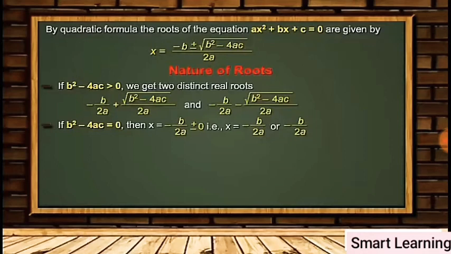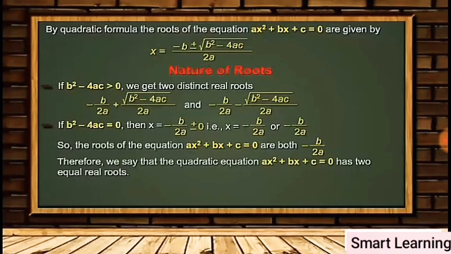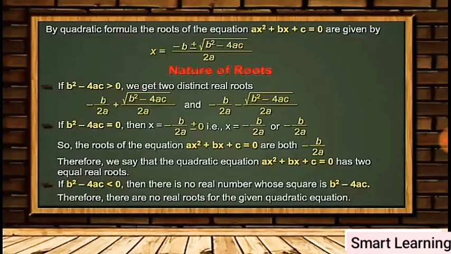If b² − 4ac is equal to 0, then x = −b/2a ± 0, that is, x = −b/2a or −b/2a. So the roots of the equation ax² + bx + c = 0 are both −b/2a. Therefore, we say that the quadratic equation has two equal real roots. And if b² − 4ac is less than 0, then there is no real number whose square is b² − 4ac. Therefore, there are no real roots for the given quadratic equation.